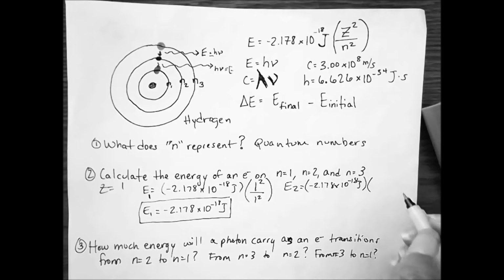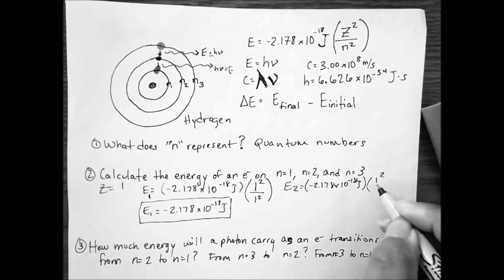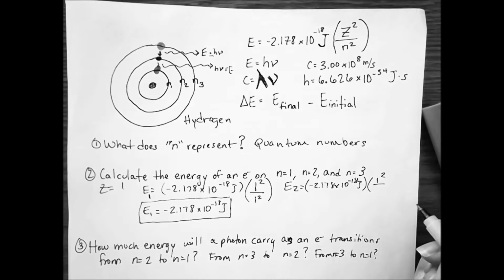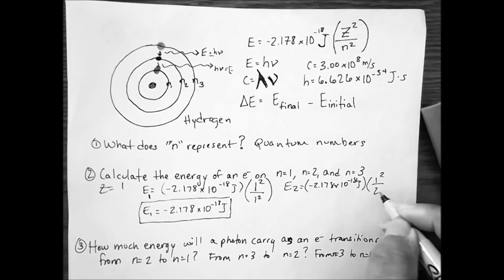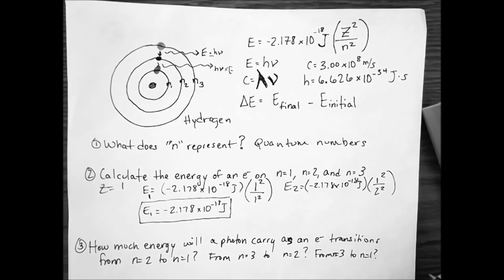We're still talking about the same element. Z is 1, so you have 1 squared. Now we're talking about N equals 2, so instead of 1, you're going to have a 2 here, so you have 2 squared. What is 2 to the second power? 4. So this whole thing is going to be 1 divided by 4, right? What are we basically doing to this number here?